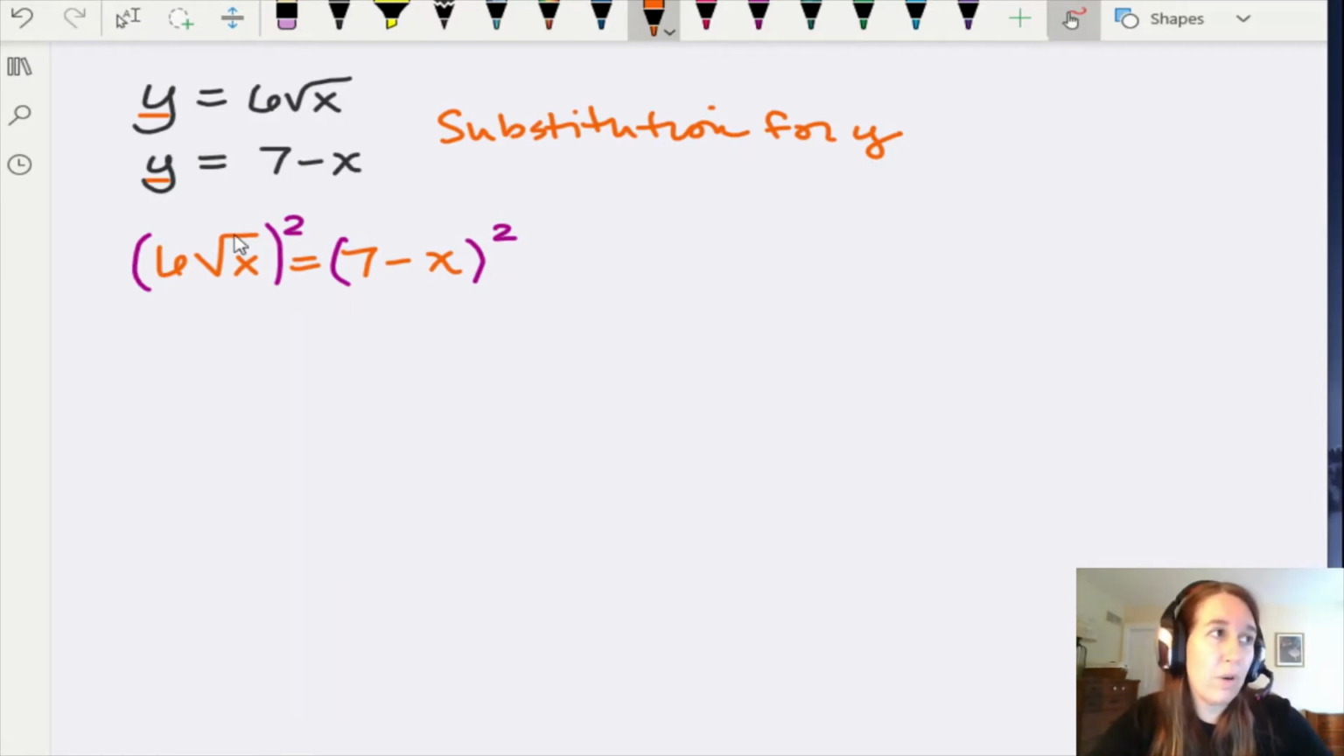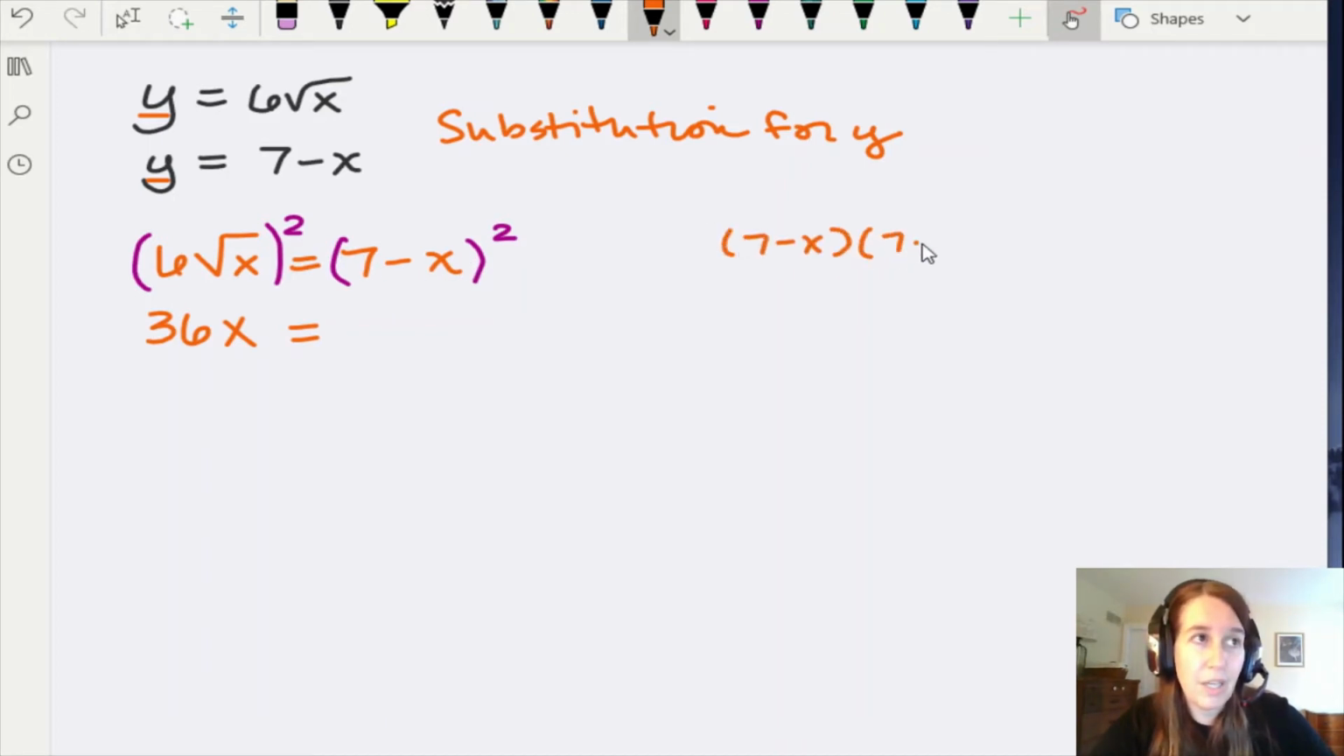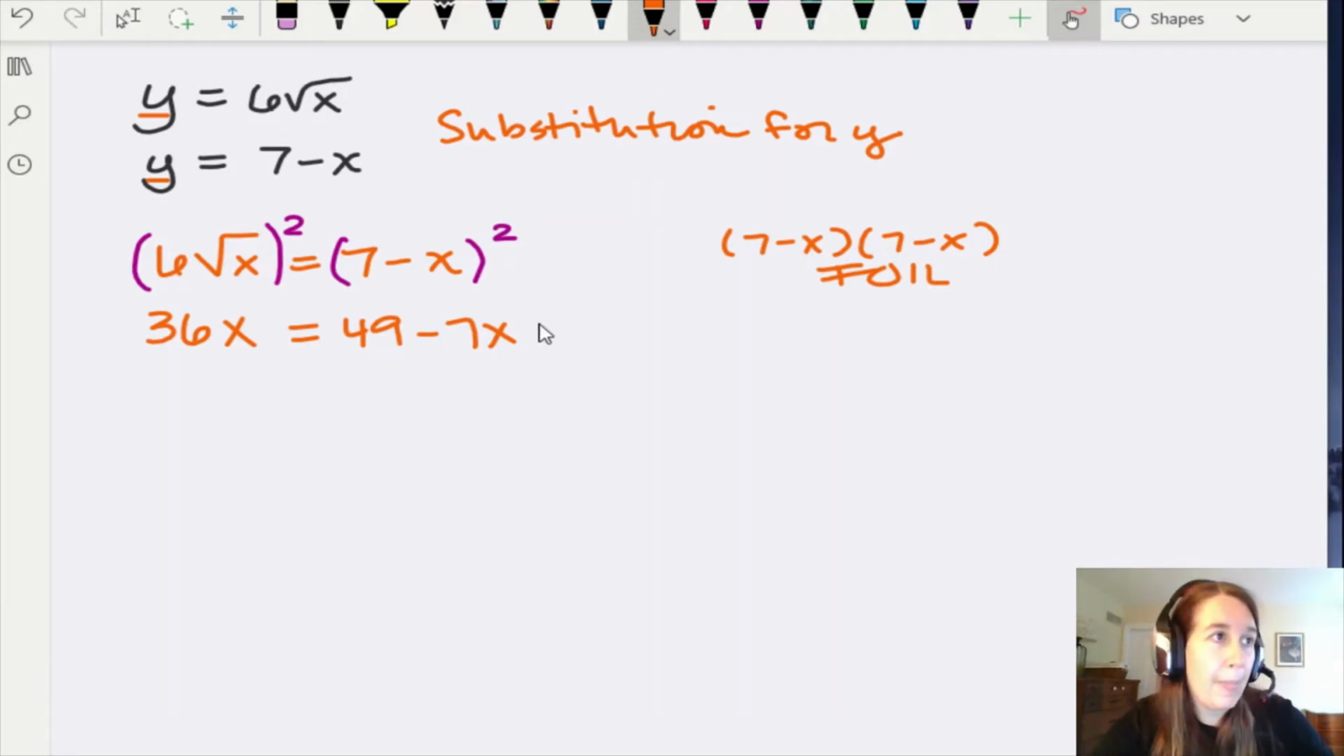All right, so if I square 6 square root x, I do need to square the 6, that's 36. But then square root of x squared is just x, right? That's really why I was doing that. Now, this side of the equation, 7 minus x squared is equal to 7 minus x times 7 minus x. I have to FOIL that to get a solution. So 7 times 7 is 49. The outer is 7 times negative x, that's minus 7x. The inner is negative x times 7, and that's minus 7x. And the last term is negative x times negative x, so that's plus x squared.